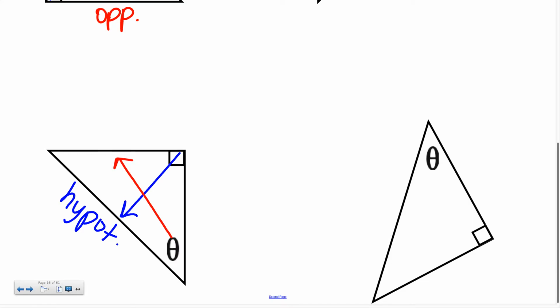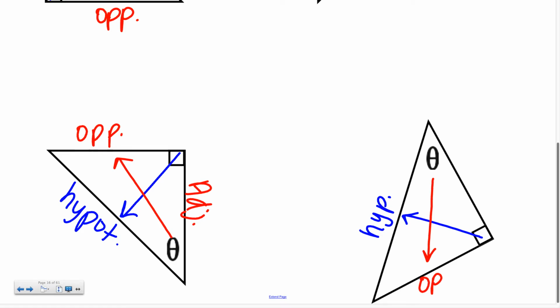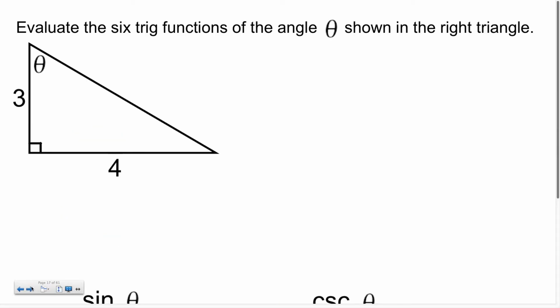Opposite of theta. And next to theta, which is adjacent. Alright, last one. Here's my hypotenuse. Here's opposite of theta. And here's adjacent to theta. Okay, so now we're going to put all that together and actually evaluate those 6 trig functions.